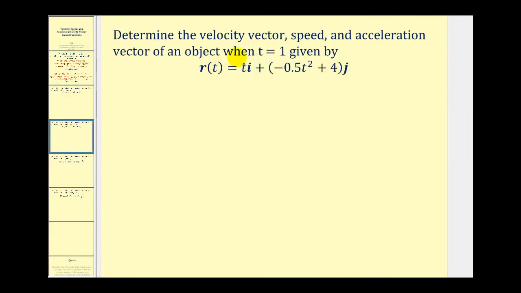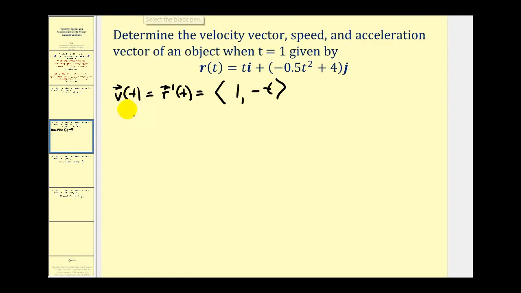So if we want to determine the velocity vector, speed, and acceleration vector of an object when t is equal to 1, we first need to determine the velocity vector valued function and the acceleration vector valued function. So the velocity vector valued function will be equal to the derivative of the given position vector valued function. So we'll take the derivative of each component. So the derivative of t would be 1, and the derivative of 0.5 t squared plus 4, we'd multiply by 2. That would give us negative 1t, or negative t, for the y component.